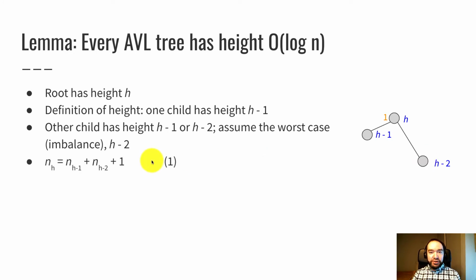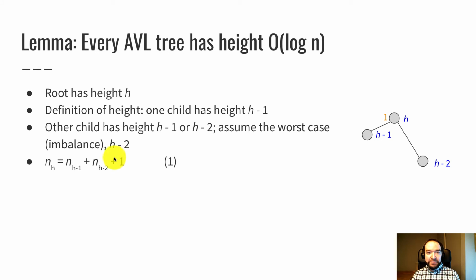So the total number of nodes in this tree, remember nh is the minimum number of nodes in an AVL tree of height h. So in this worst case tree, nh would be nh minus 1 plus nh minus 2 plus 1, because there would be nh minus 1 nodes in the left subtree here. There would be nh minus 2 nodes in the right subtree, and then there's also the root itself. We have to count that.